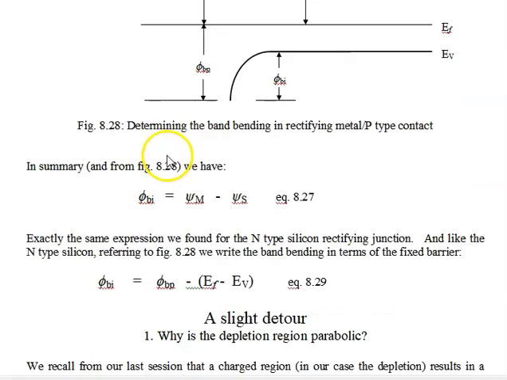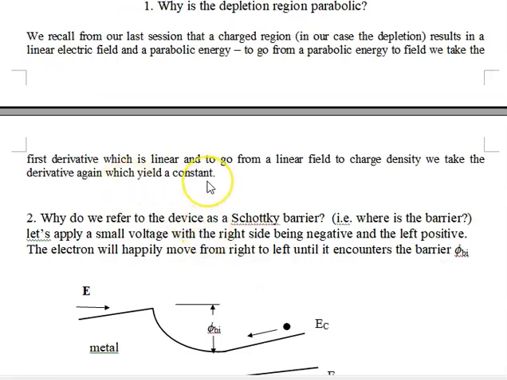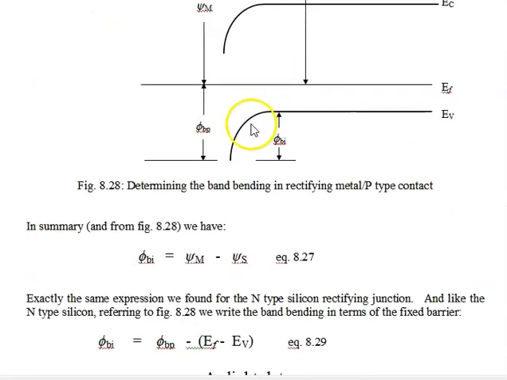Now the trick is to remember that if we start with the parabolic energy and we differentiate a parabolic, we get a linear. What's the derivative of the charge density from Poisson's equation? And we'll look at it in a little bit more detail in just a second. It's the electric field. So the electric field is linear, the charge density is constant, and if we differentiate the electric field with respect to position, we get charge density. And charge density is constant because the electric field is linear.